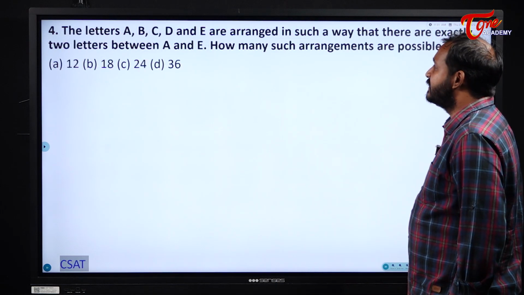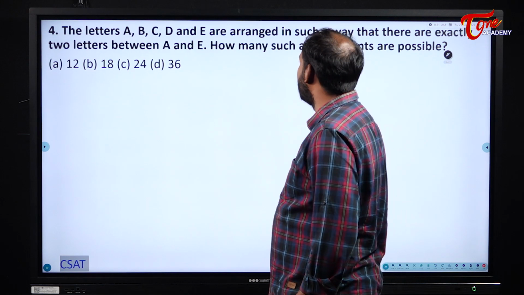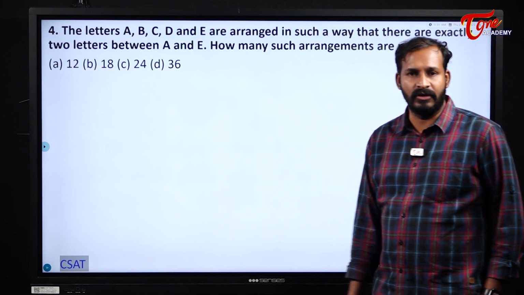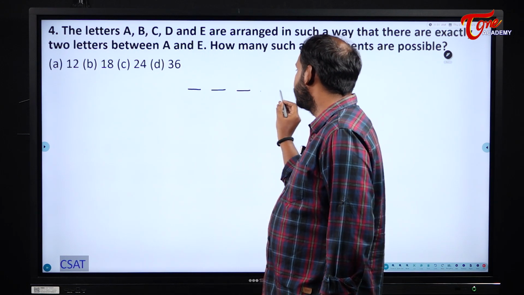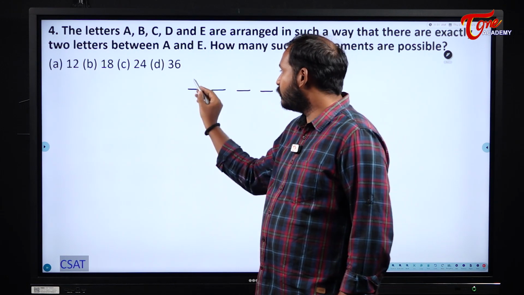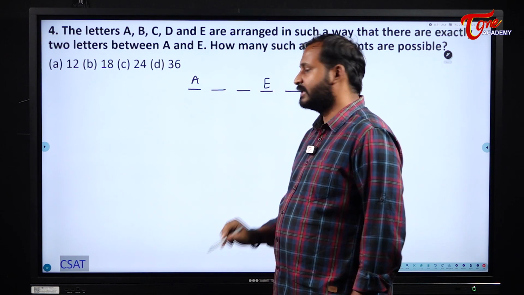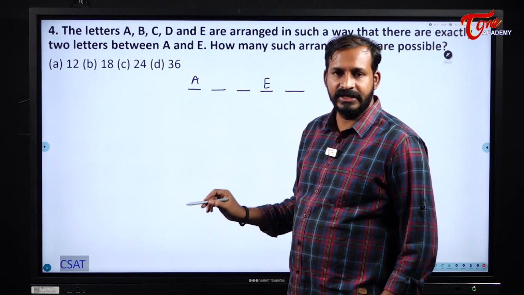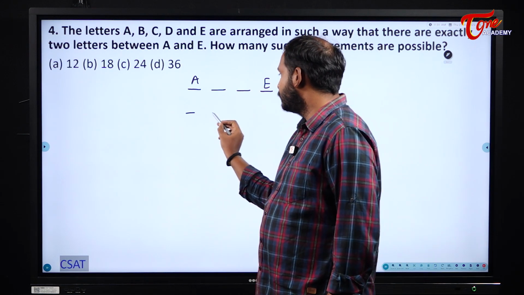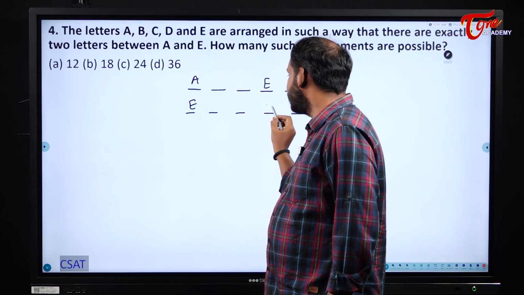The letters A, B, C, D, E are arranged in such a way that there are exactly 2 letters between A and E. How many such arrangements can be made? Total how many letters are there for me? 5 are there. So if I take A here, where can I place E? I can place E here. Why? Because exactly 2 letters should be there between A and E. Now similarly I can take E here and I can take E here.